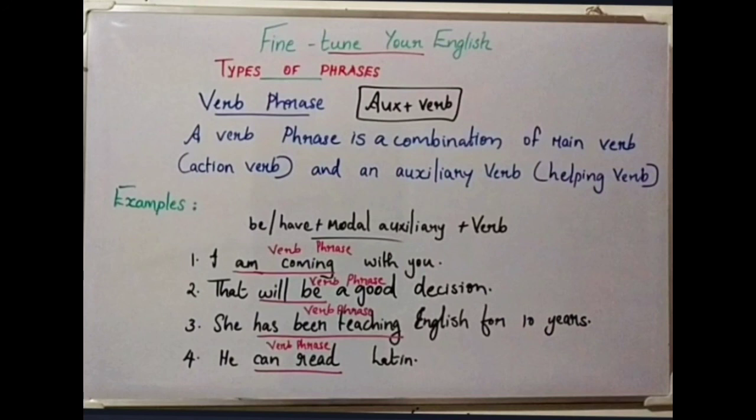Then the fourth one, he can read Latin. Here modal auxiliary can plus read, the V1 form. In all these examples, we can see an auxiliary plus verb combination. That is be auxiliary in the first example and modal auxiliary in the second example, then have auxiliary in the third example and modal auxiliary again in fourth example. So in all these verb phrases, auxiliary plus verb combination can be seen.